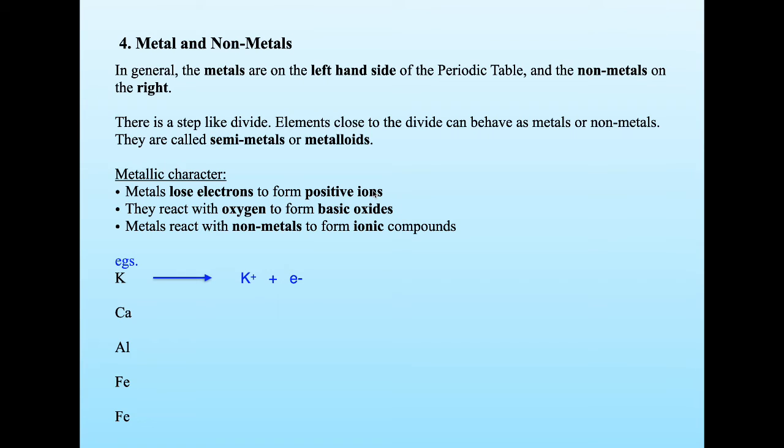Calcium obviously would lose 2 electrons to form Ca2+ because it's in group 2. You can stop me if you want to try the rest. Aluminium loses 3 electrons. Now there are 2 examples here of iron, because we know that iron has a variable valency. It can lose 2 electrons to form Fe2+, or it can lose 3 electrons to form Fe3+.